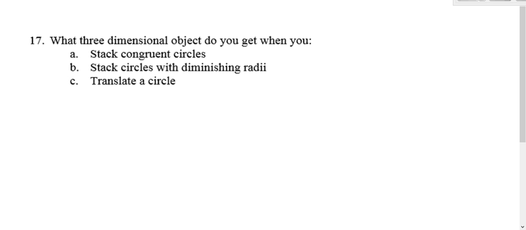So if we stack congruent circles, think of like stacking up quarters. Put a quarter on top of another quarter on top of another quarter. That creates a cylinder. If the radii are diminishing, that means they're getting smaller. So if you put a quarter and then put on a nickel and then a penny and then a dime and then something even smaller and smaller and smaller, it's going to be coming to a point at the top. That would be a cone.